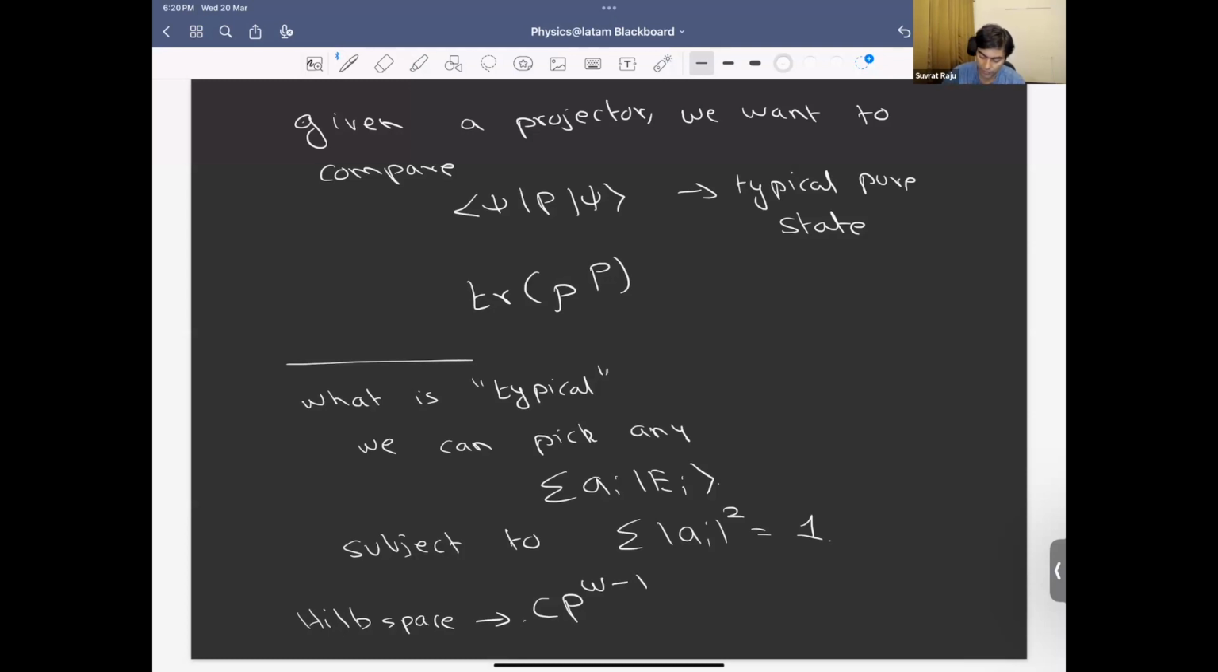Why is the Hilbert space CP^(W-1)? That's just because the way I specify a state is I give you W complex numbers, but I have to identify the state by saying that the set of complex numbers a_i is the same as a_i times z, where z is any other complex number. So it's not only enough to impose this norm, sum of |a_i|^2 equal to 1, you also have to identify a_i with a_i e^(iθ) if you rescale everything.